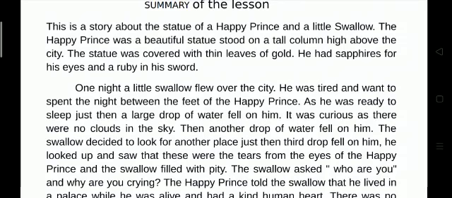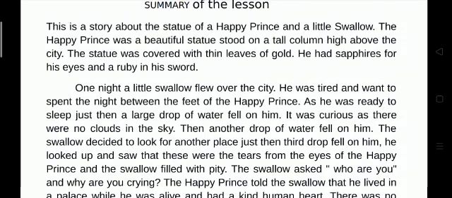He was tired and wanted to spend the night between the feet of the happy prince. So what happened? A little swallow was there. It was tired and he wanted to spend the night between the feet of the happy prince. As he was ready to sleep, just then a large drop of water fell on him. It was curious, as there were no clouds in the sky. Now, if there are no clouds in the sky, then definitely we will think, from where has this water come? Is it raining? Then another drop of water fell on him.